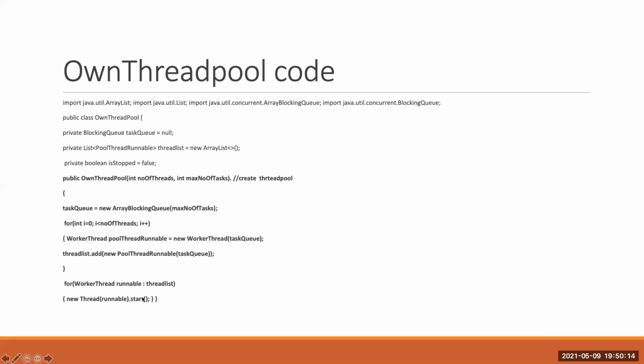I will start this thread. Then when I clean up, I delete this thread pool object, and at that time we need to clean up all the worker threads. We have to stop all the threads. So that is the reason I'm keeping them in a collection object. I'm using an ArrayList, and in that I'm adding all the threads.